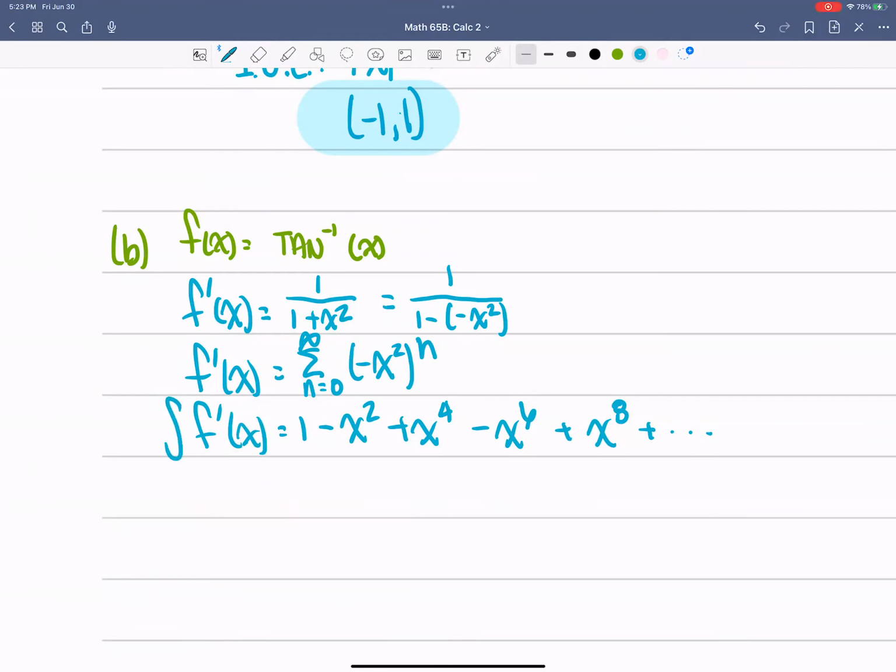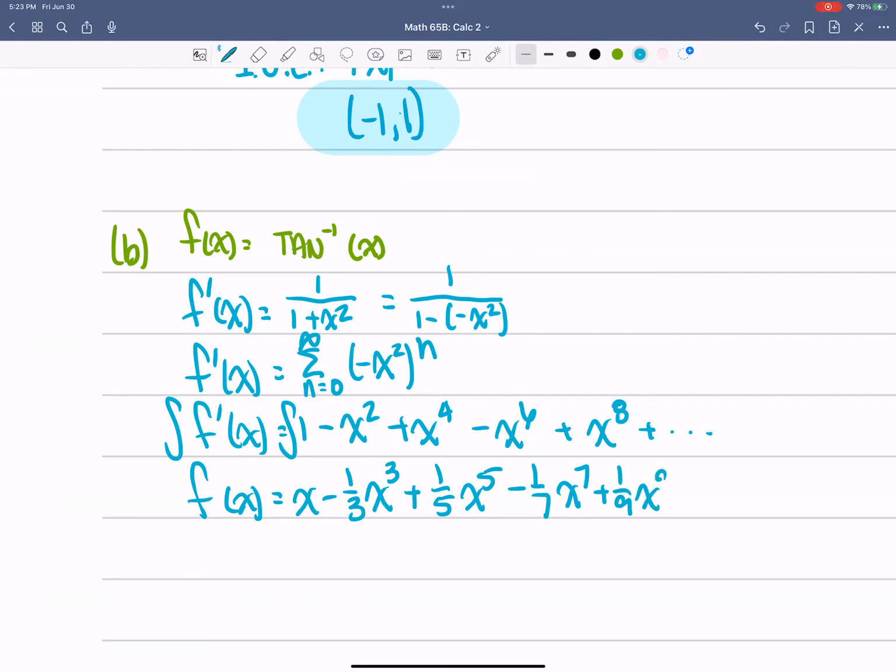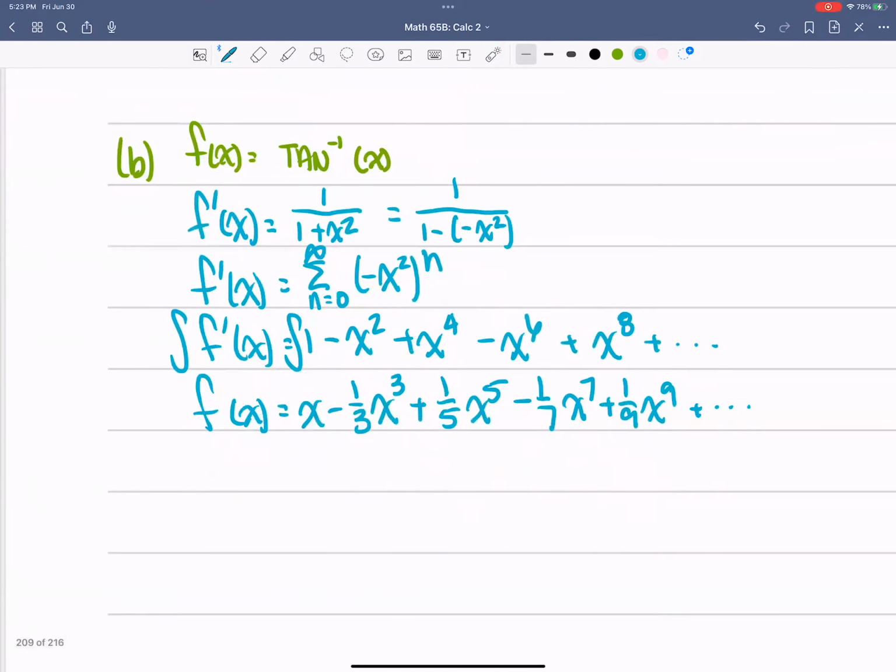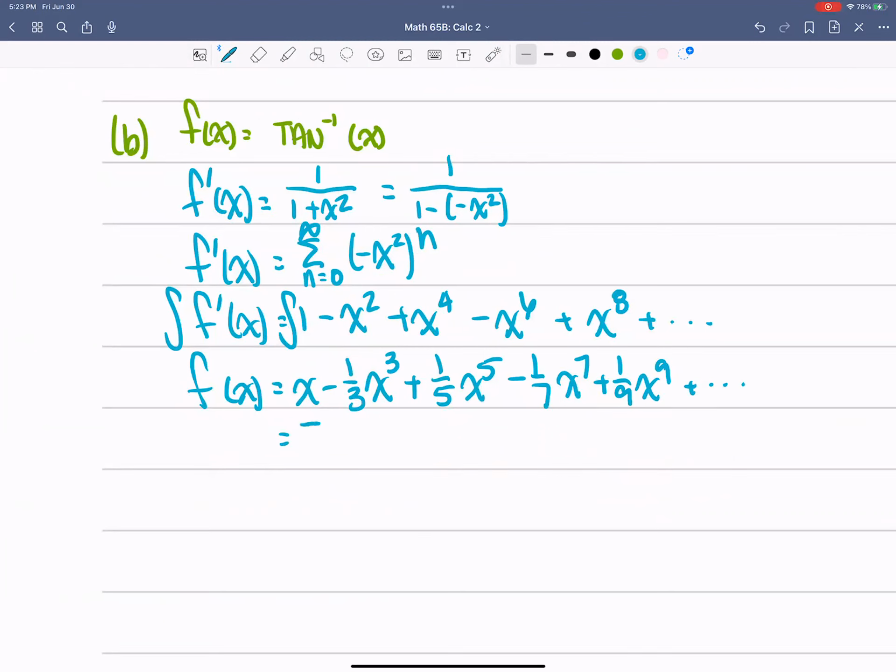Let's take the integral of this and see what we end up getting. So the integral of 1 is going to be x minus 1 over 3 x cubed plus 1 over 5 x to the 5 minus 1 over 7 x to the 7 plus 1 over 9 x to the 9. And I'm pretty sure that's enough to show some sort of relation.